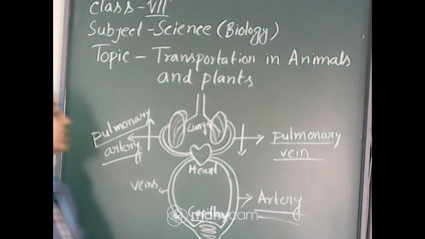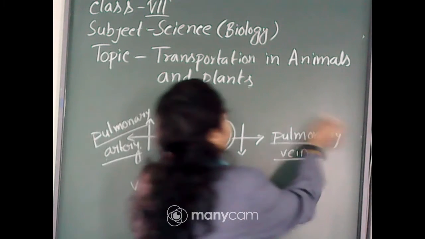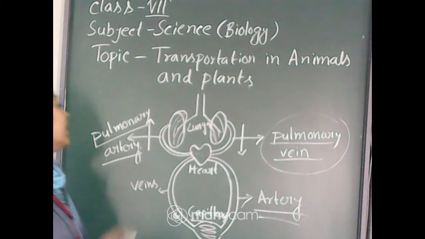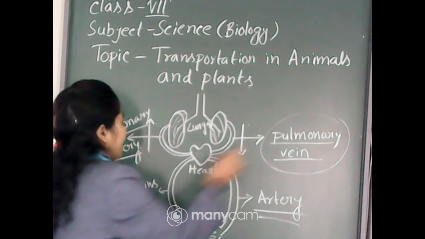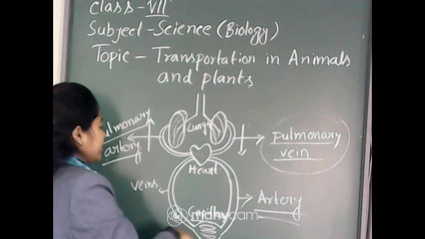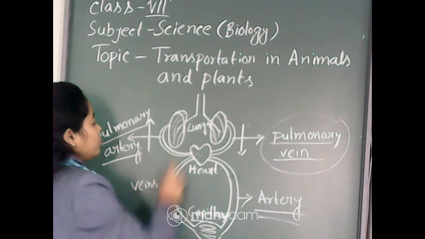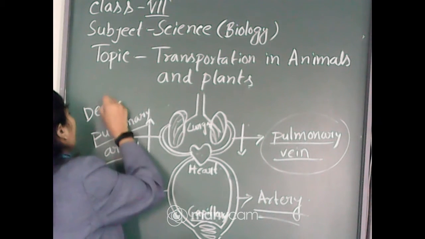Okay, you understood this portion, everyone? So here we have seen the main function of the pulmonary vein is to carry oxygenated blood. Why is this direction upward and this one downward? As the blood is going from body parts to the heart, then from the heart to the lungs, here it is deoxygenated blood.